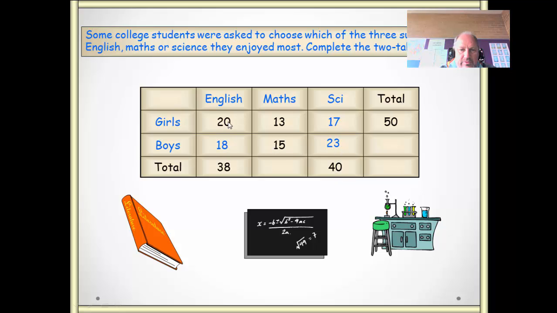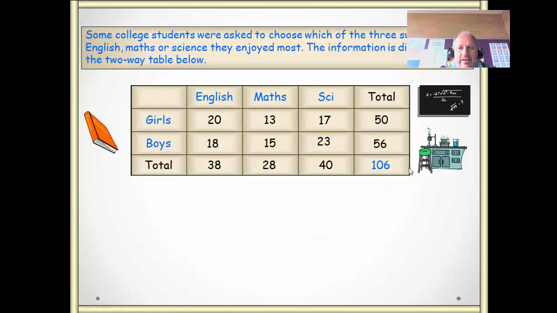Just to explain that before, 20 and 18 make 38. Adding across this way, I get 56. Adding vertically, I get 38. And adding horizontally there comes to 106, or vertically comes to 106. That's how you check that your two-way table is correct, and it's the same in both directions. Now you can answer some questions.